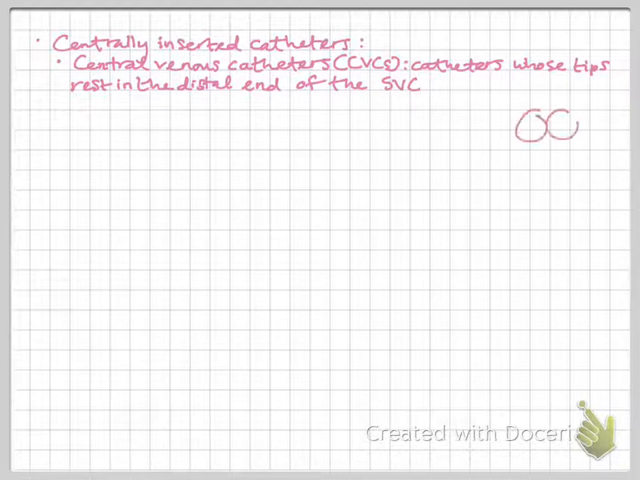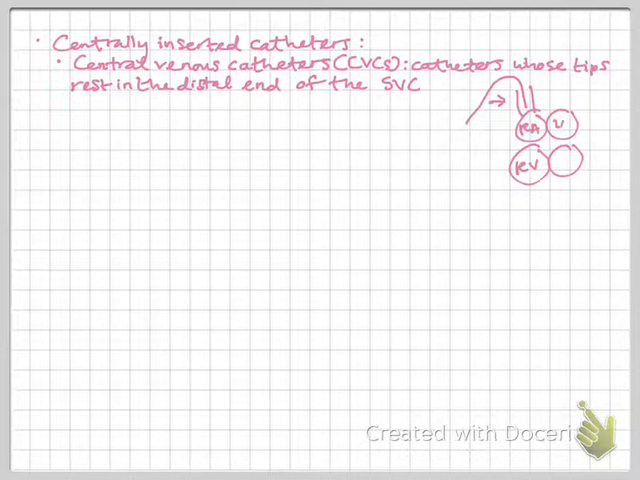So if I'm drawing that rudimentary heart, I tend to draw a lot. Superior vena cava is up here. The catheter is going to go up and rest just right above this right atrium. This is right atrium, right ventricle, left atrium, left ventricle. So it's very, very invasive. And so we need to be vigilant as nurses to make sure that it's correctly placed.